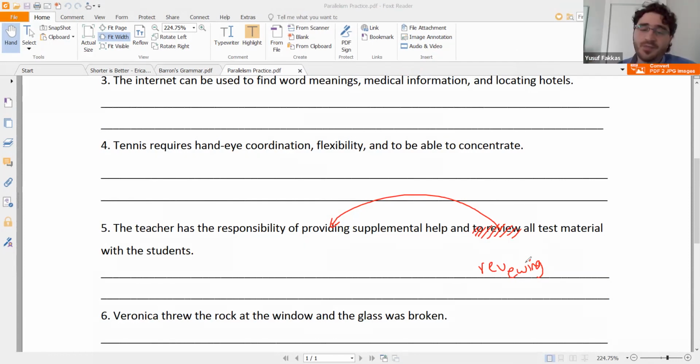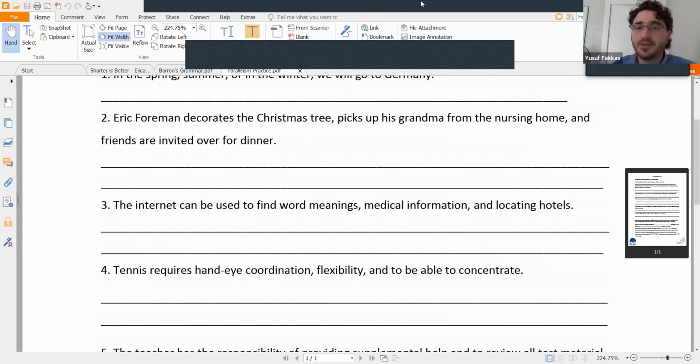No. Here's the thing. Responsible is an adjective, so it must be followed by for. Okay? But responsibility is a noun, and that's why it's followed by of. Yes. Clear? Yes. All right. Thank you.